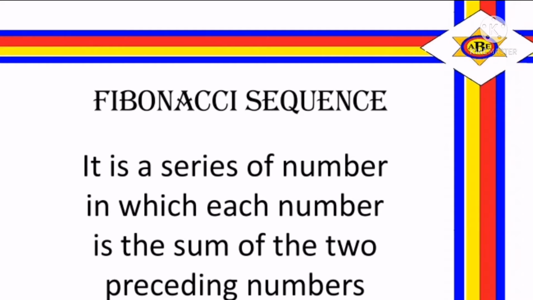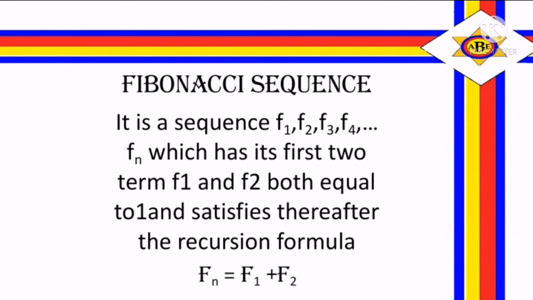There's another definition of Fibonacci sequence. It is a series of numbers in which each number is the sum of the two preceding numbers. It is a sequence f sub 1, f sub 2, f sub 3, f sub 4 until f sub n, which has its first two terms f sub 1 and f sub 2 both equal to 1 and satisfies thereafter the recursion formula f sub n is equal to f sub n-1 plus f sub n-2.